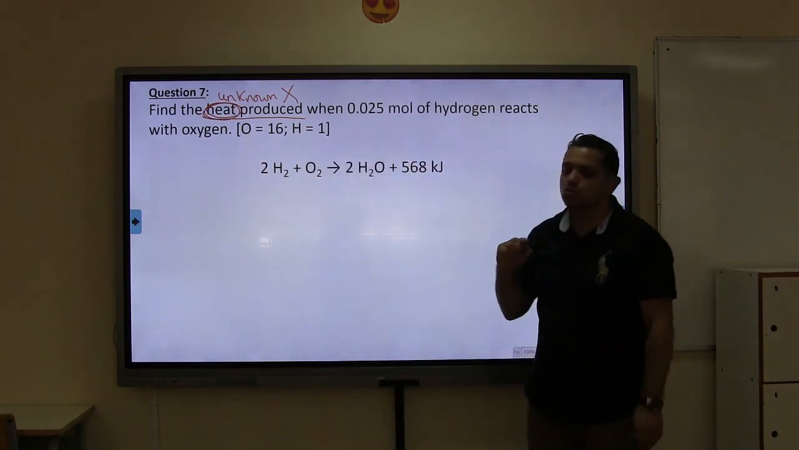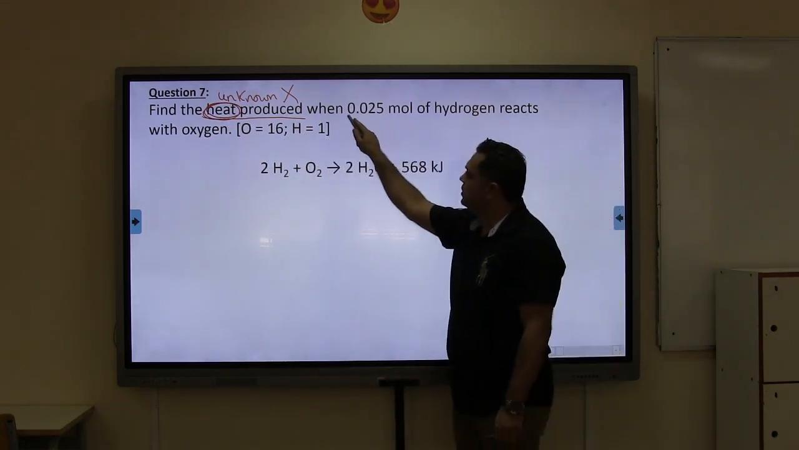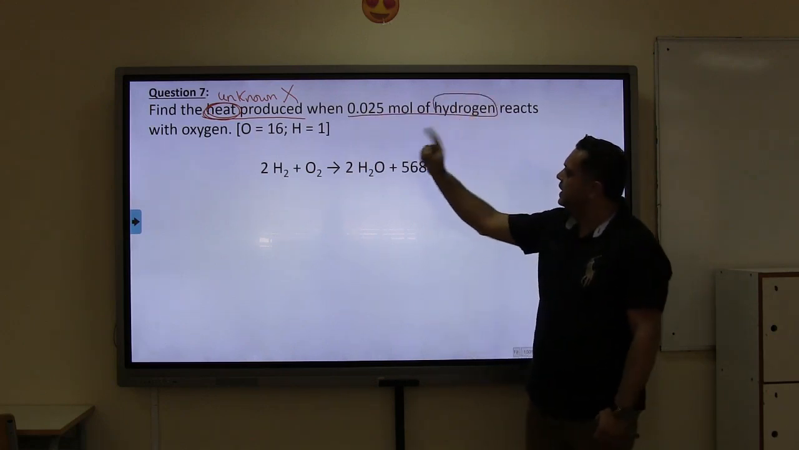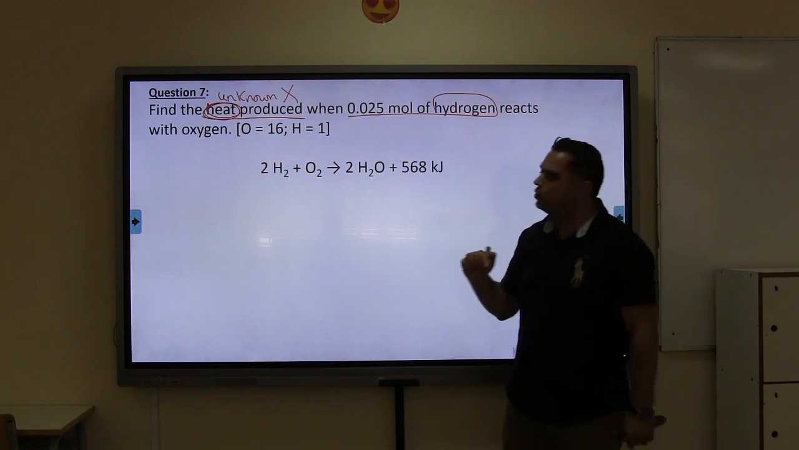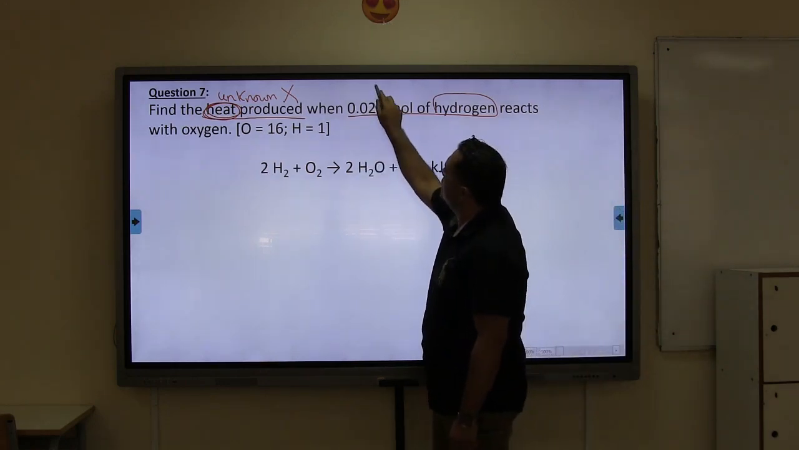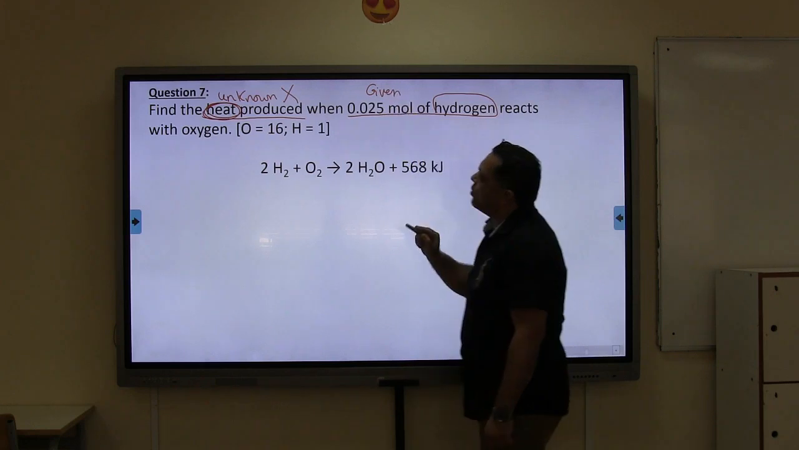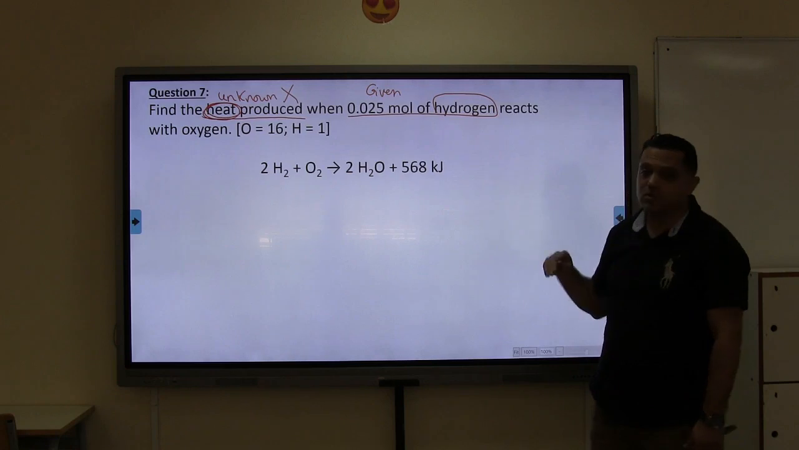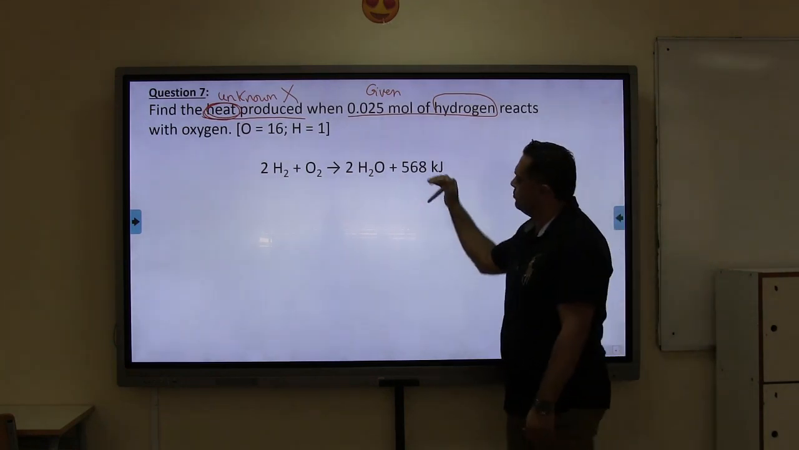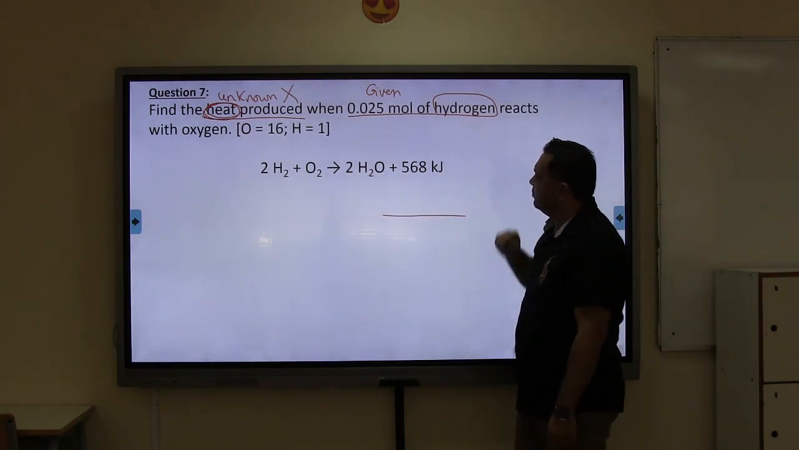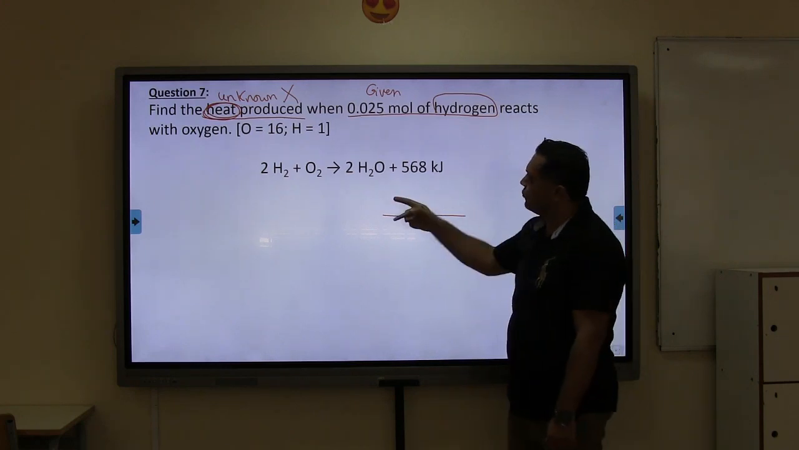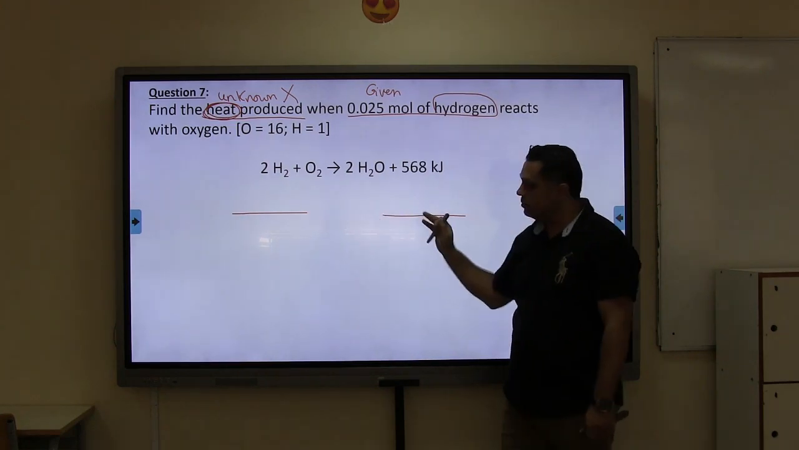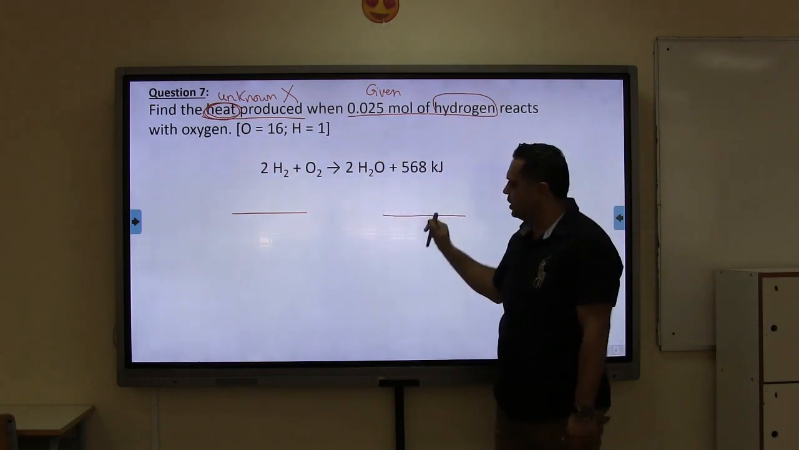When 0.025 moles of hydrogen. So hydrogen is the other species. So I have a ratio between heat and hydrogen. 0.025 moles, this will be my given here. So I have the unknown and the given, heat and hydrogen. So I will look at the reaction. We have heat here. I write a ratio. And for the hydrogen, there should be a ratio.